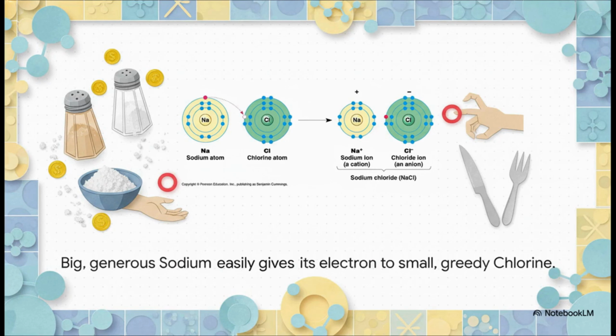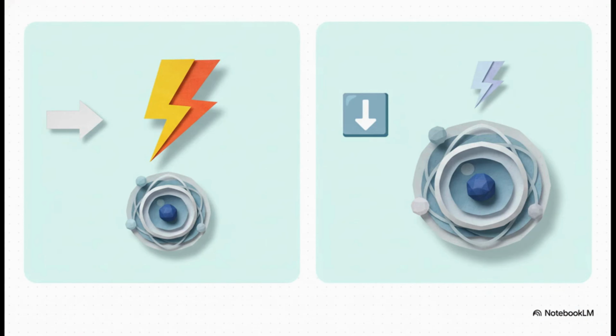Table salt, sodium chloride. This is literally what happens when salt is made. Big, generous sodium is like, here, take my electron, I don't even want it. And tiny, greedy chlorine, with its super strong nuclear magnet, just yanks it right over. It's a total giveaway.